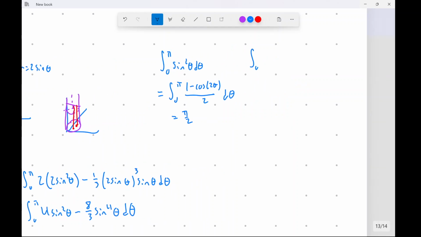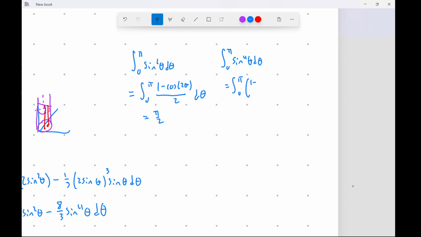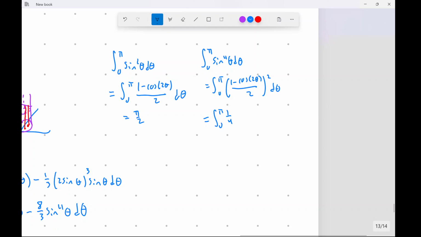And then we do something similar for sine to the 4th theta, except we do the power reduction identity twice. So let's see. This first term is 1/4. The second term is going to be something proportional to, I'll just work it out, plus 1/4 cosine squared of 2 theta. And then the mixed term is going to be something proportional to cosine of 2 theta, but we know that that integral from 0 to pi is just 0, or at least I know that. And so I'll omit that term.